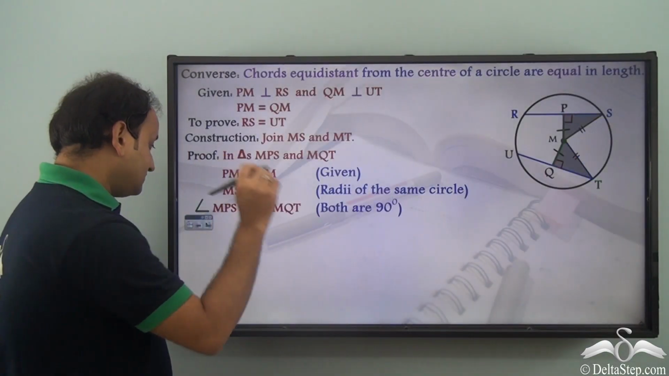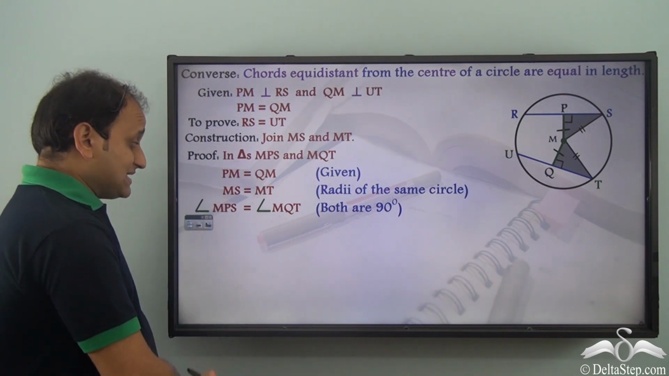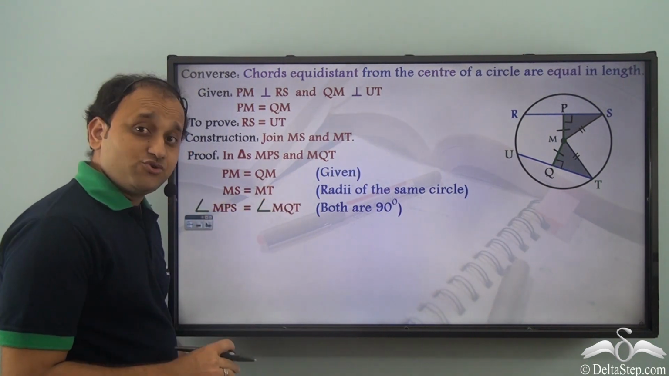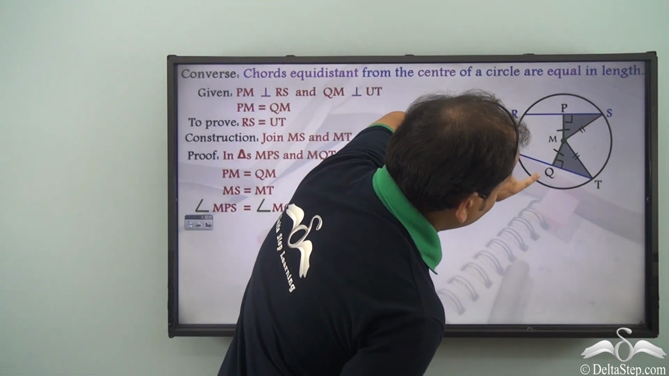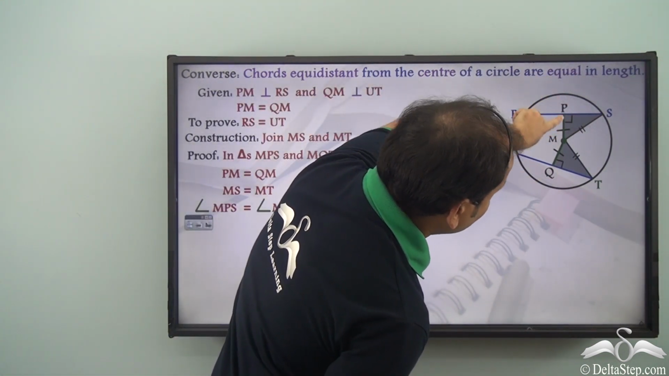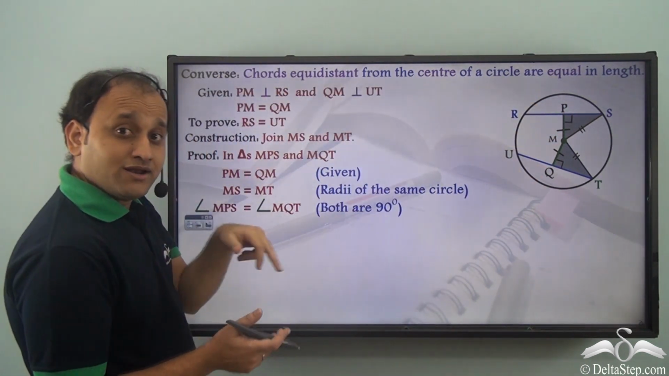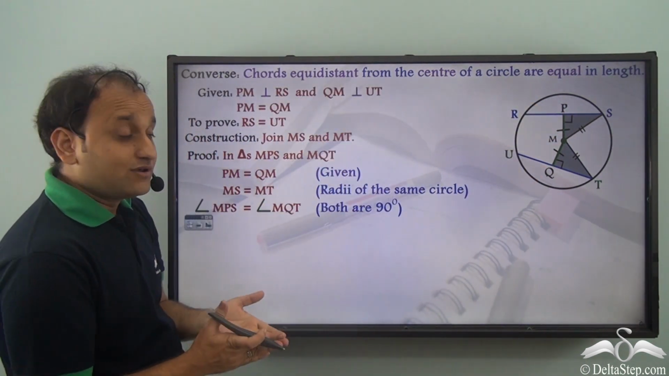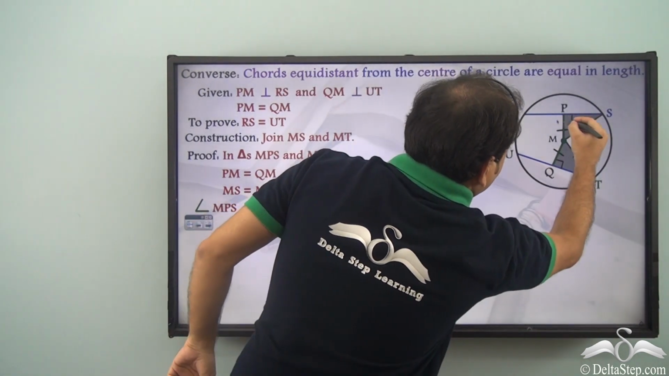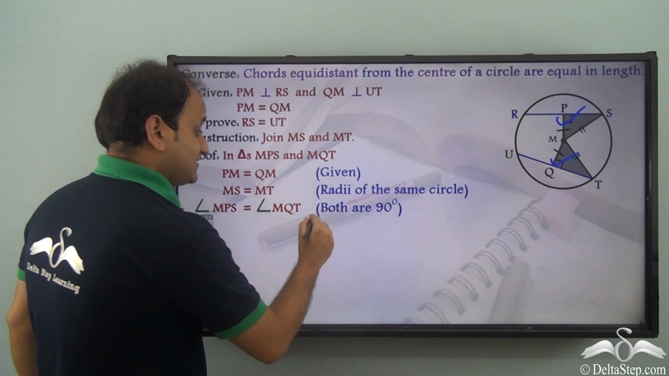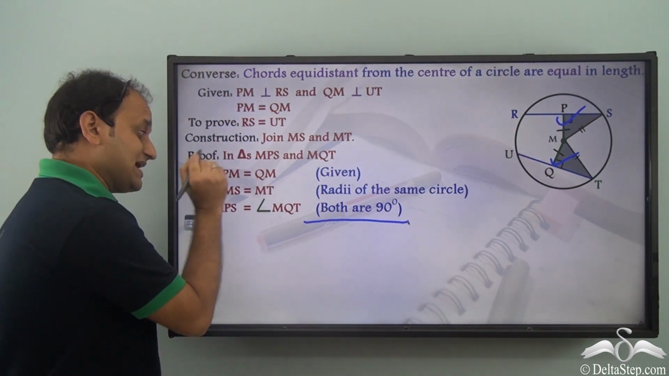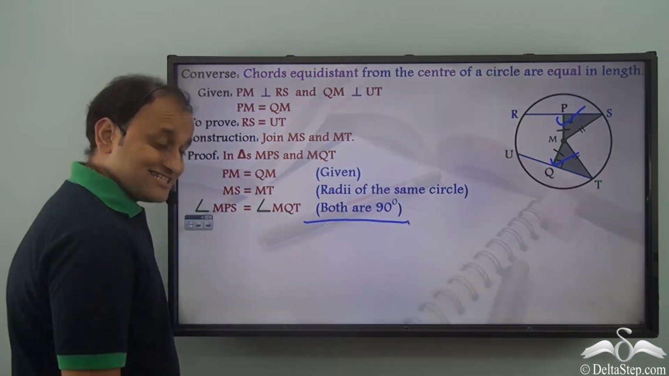Now, angle MPS is equal to angle MQT. Why do I say so? Because we know that when we talk about PM and QM, they are perpendiculars on the two chords. So, this angle and this angle will be 90 degrees. So, angle MPS is equal to angle MQT.